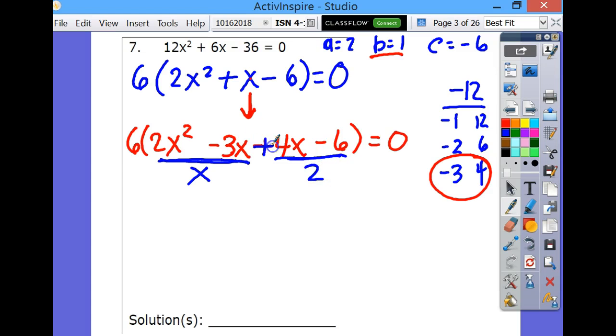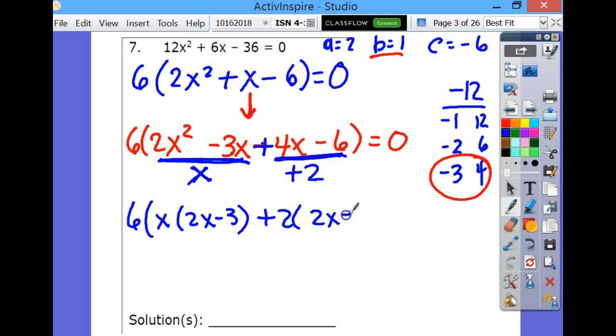Whatever this sign is, it's the same sign on the 2. Some people were a little confused about that. If this is positive, the 2 is positive. If this is negative, the 2 is negative. Okay, so I still have this 6 hanging around out in front. This x factors out of this and gives me 2x minus 3. This 2 factors out of this and gives me 2x minus 3.